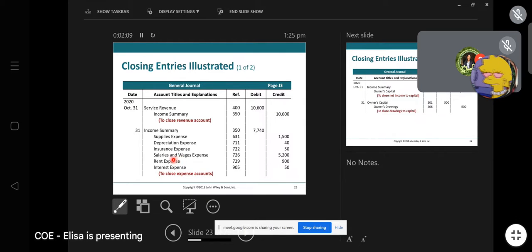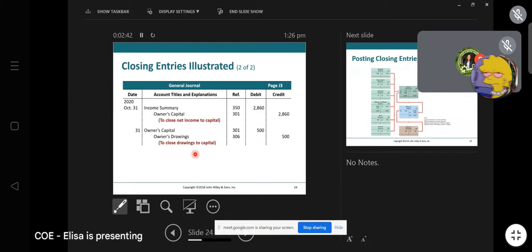Entry number 2 is we will also close our expense accounts. Considering expense accounts are debit, we will credit all these accounts, each one, and whatever the total is will be debited to our income summary account. The same account title is used, income summary account. So that's entry number 2.